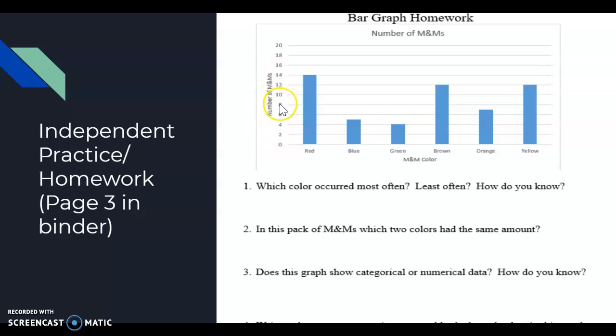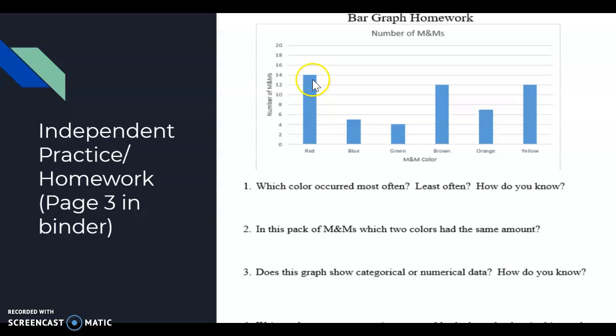It's always great to look at the graph first and try to get an understanding of it before you start jumping into the actual questions. Look at the graph and try to understand what it is really telling you. Number 1 says, what color occurred most often?